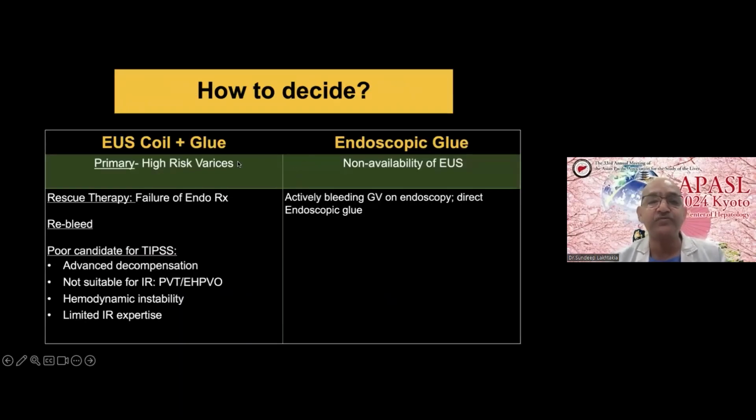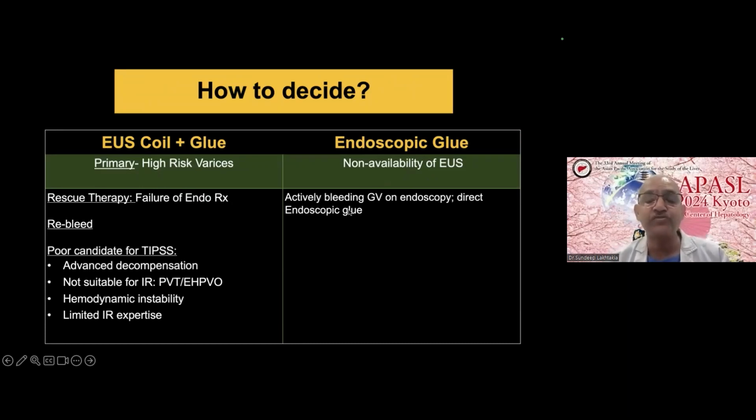So how do you decide which method to use, EUS-guided intervention or endoscopic intervention? If the varices are high risk, large, and have bled recently or have red hemocystic spots, they are the ones to be treated by EUS. It can also be considered for patients who have failed conventional endoscopic treatment, those who come with rebleed, or those who are poor candidates for TIPS, for example advanced decompensation, not suitable for interventional radiology, hemodynamic instability, and limited IR experience. However, it's not available at all centers, and conventional treatment is still practiced at most centers and should be considered.